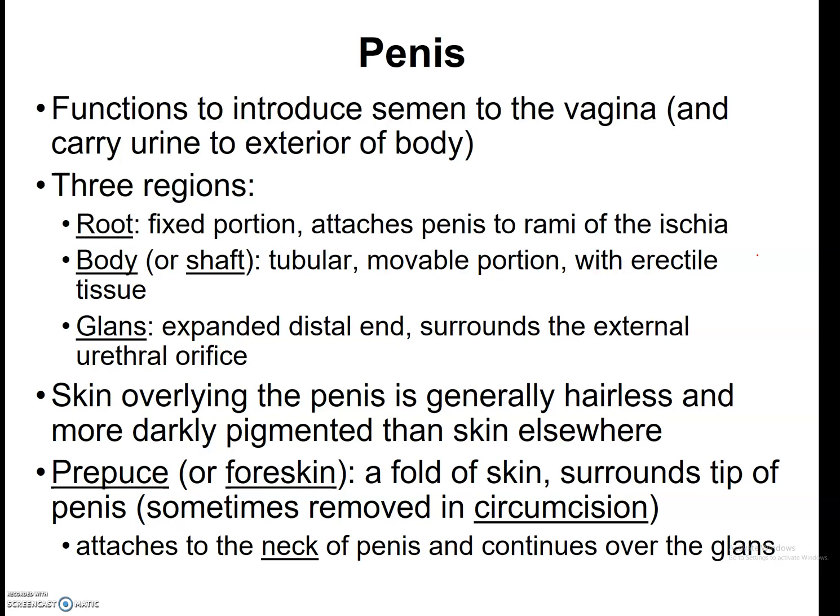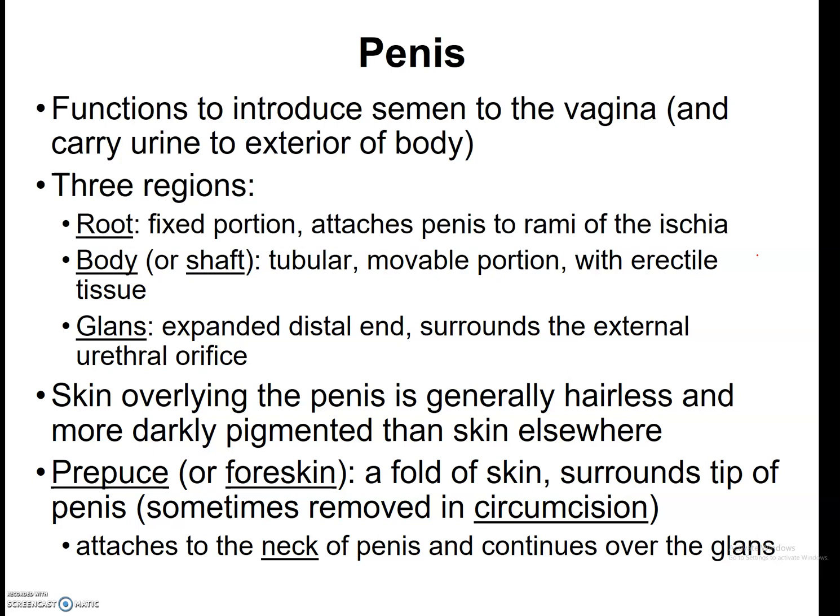There's the body or the shaft. This is the movable portion. This is what contains the erectile tissue that allows the penis to change orientation for fertilization. And then there's the glans penis, the distal end of the penis, and this surrounds the urethral orifice.